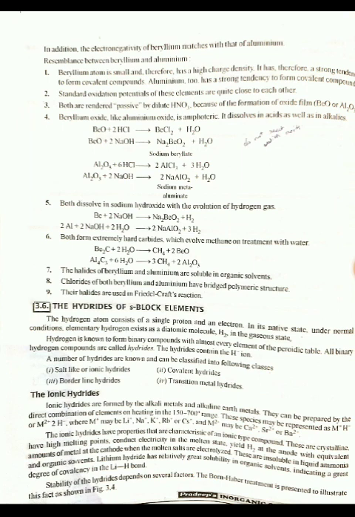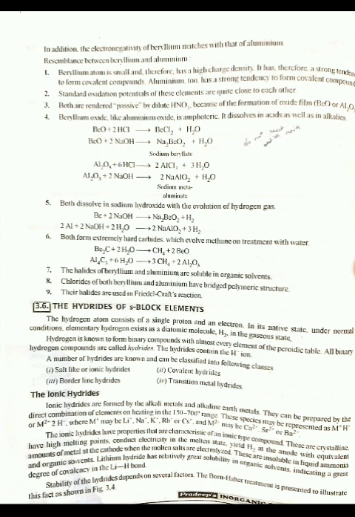Resemblance between beryllium and aluminium. First, beryllium atom is small and therefore has high charge density. It has therefore a strong tendency to form covalent compounds. Aluminium too has a strong tendency to form covalent compounds. Second, standard oxidation potential of these elements are quite closer to each other. Third, both are rendered passive by dilute HNO3 because of the formation of oxide film. Fourth, beryllium oxide, like aluminium oxide, is amphoteric. It dissolves in acid as well as in alkalis.